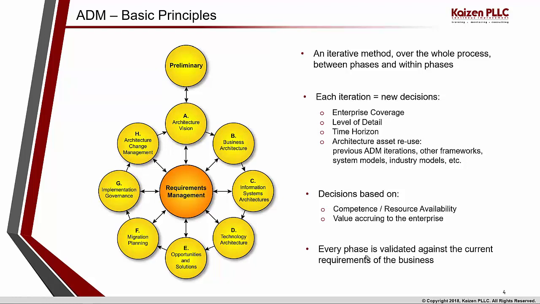And finally, every phase is validated against the current requirements. What that means is your architecture project begins with scoped requirements, and as you can see here, the requirements run through every phase of the ADM to ensure that you are working towards a defined and approved set of requirements which are current in nature.